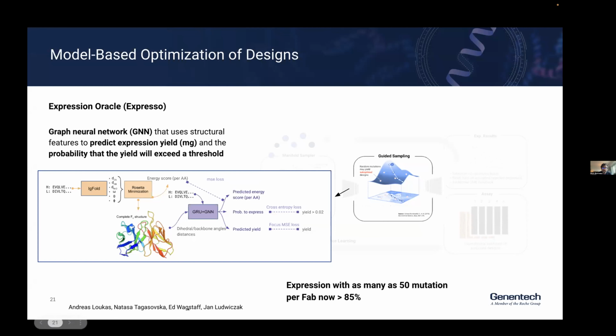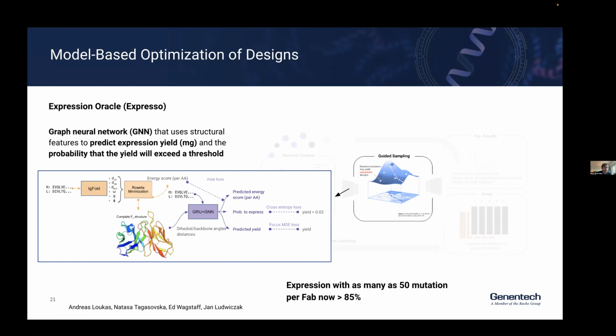Andreas, Lucas, Natasha, Ed, and Jan have put together an expression oracle we call Expresso that combines graph neural networks with structural considerations, and this can be integrated directly into our generative workflow. Right now we're at a point where we can rely on generation of sequences from our manifolds. We can also rely on a high rate of expression that's comparable to the rates of expression you get from pulling things out of B-cell clones.